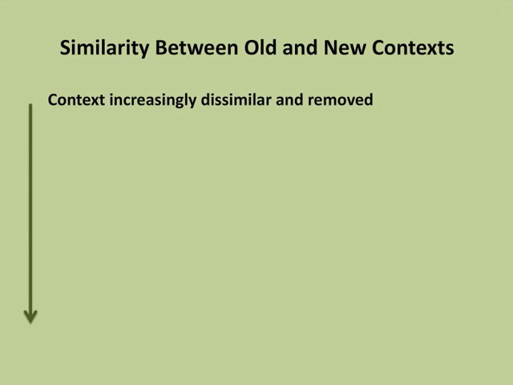A second factor that affects transfer is the degree of similarity between the context in which students learn a concept and the context where they are expected to apply it. For example, suppose you've just learned a new concept in class. The context where you may ultimately use the concept may be dissimilar and physically distant from where you first learned it.